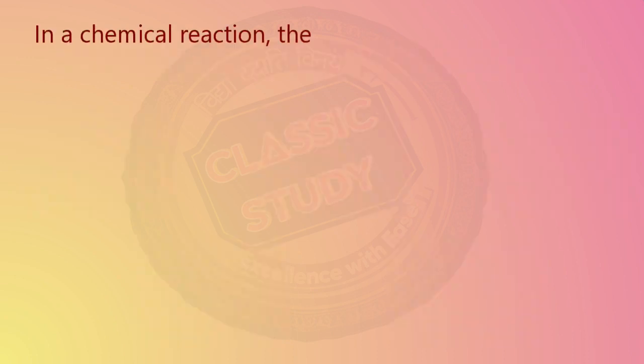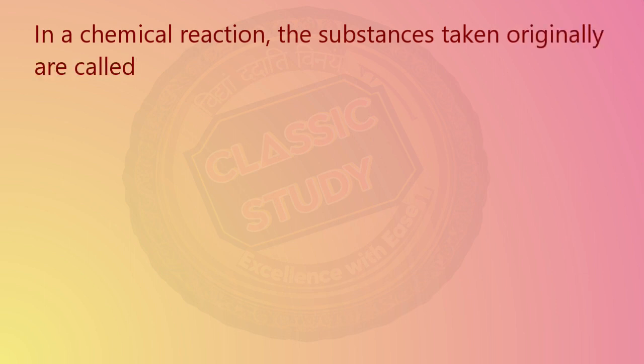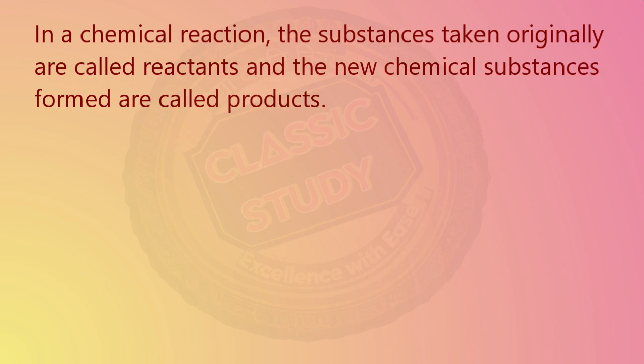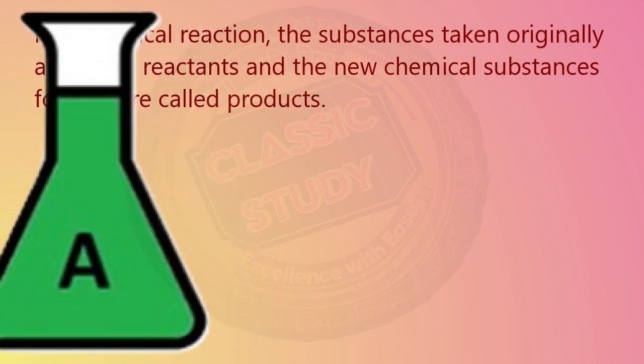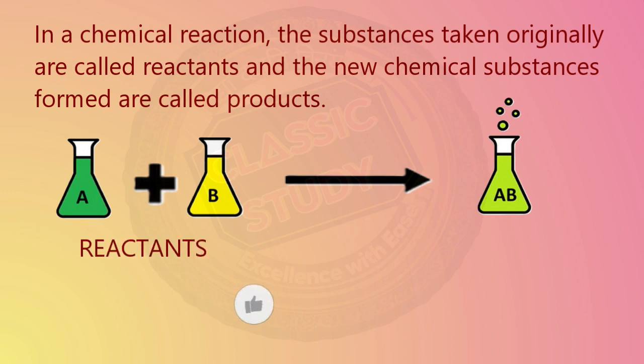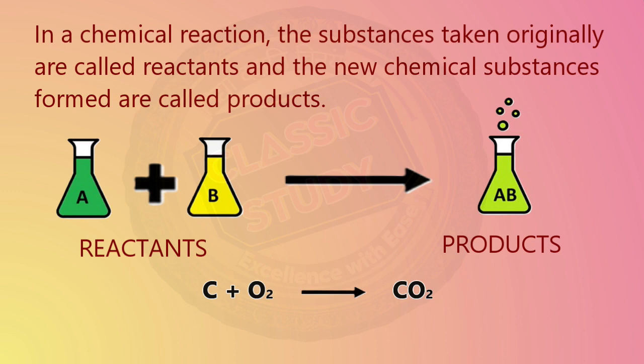In a chemical reaction, the substances taken originally are called reactants, and the new chemical substance that is formed after the reaction is called the product. So, A and B, when combined, undergo a reaction to form the new product AB. So, A and B separately are called reactants on the left hand side, and AB, the new substance formed, is called the product. If we see an example, carbon plus oxygen results in formation of carbon dioxide. So carbon and oxygen are reactants and carbon dioxide is the product of this reaction.